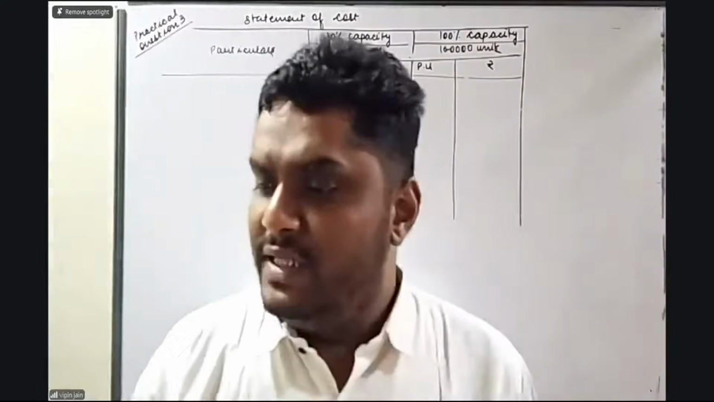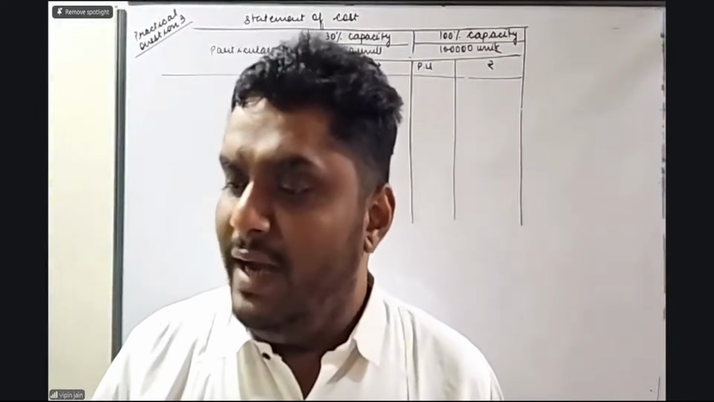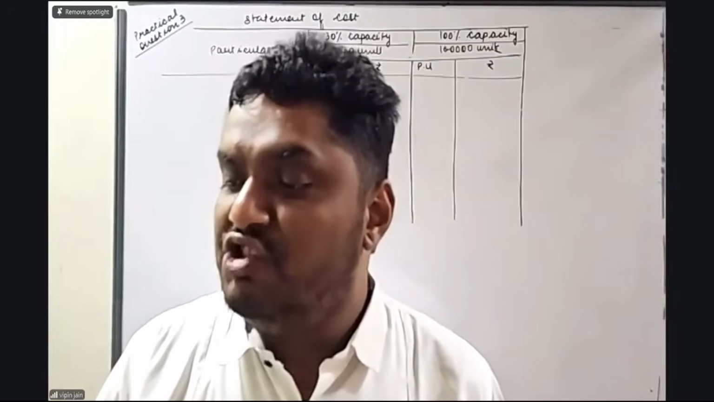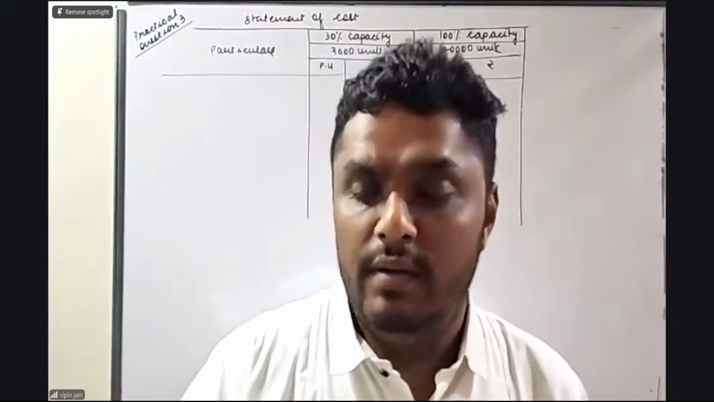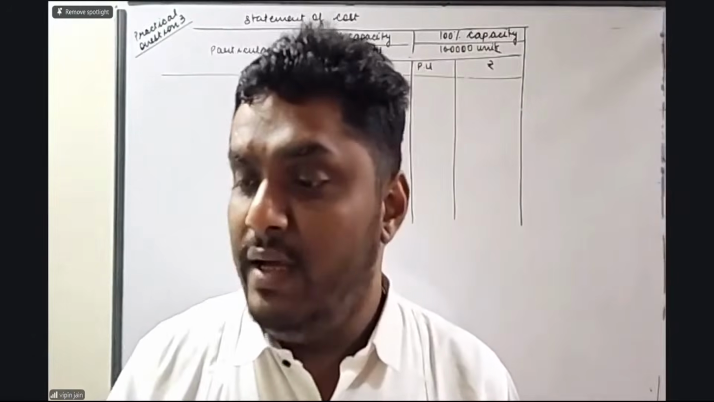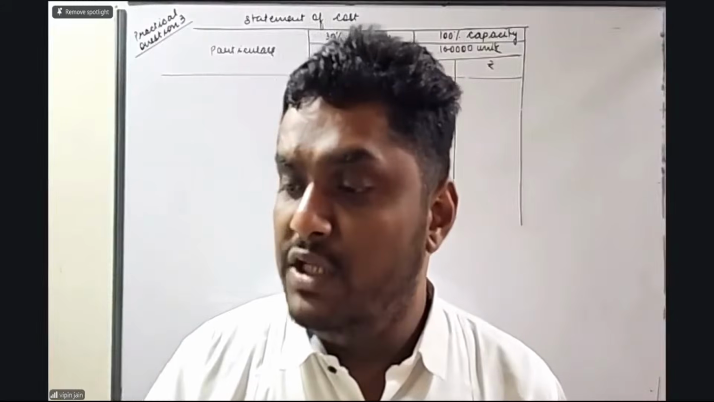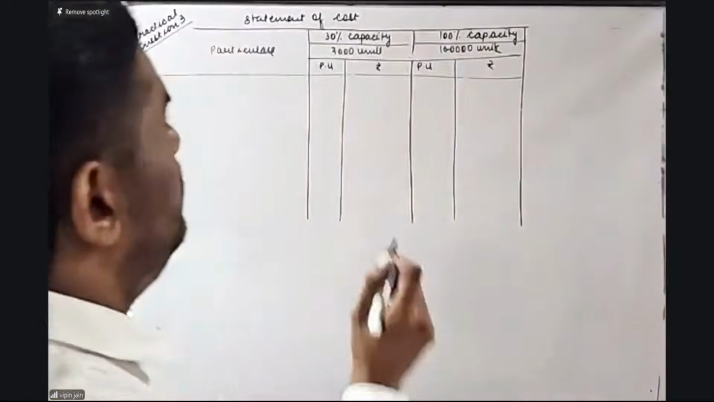So let's start with this question now. At 30% capacity, my work cost will be how much? 380 rupees per unit. Guys, please check. At 30% capacity, my work cost will be how much? 380 rupees per unit.